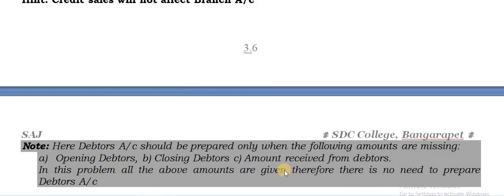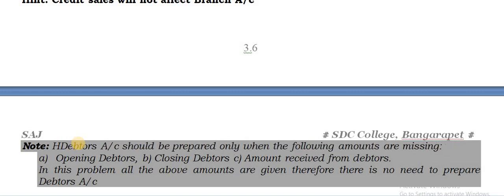So you can write this note if at all you require here. Again, your debtors account should be prepared only when the following amounts are missing, like opening debtors, closing debtors, and amount received from debtors. But in this problem, all the above amounts are given. Therefore, there is no need to prepare a debtors account. So that's the reason why I told you what is ignored. Credit sales is not taken because that item will not affect the branch account.